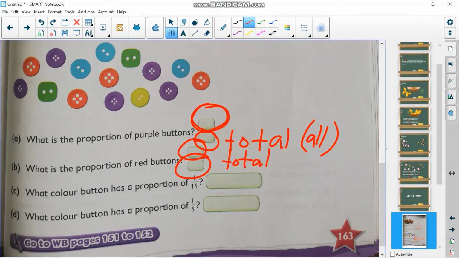Letter C, what color button has a proportion of 1/15? Look at the set of buttons and identify which button is showing 1/15. Write the color here. Is it yellow? Is it purple? Is it blue? Or is it red or green? You have to write your answer here. Now for letter D, what color button has a proportion of 1/5? You have to write the color here.